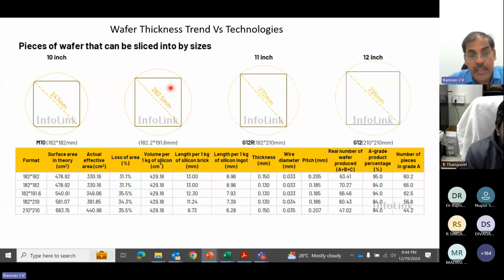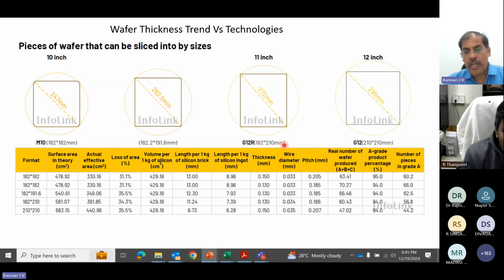Of course, if you see here, there's a small change in the diameter. For normal 182, the diameter of the crystal is 247 or 250 mm. And if you want rectangular wafer, you can slightly increase the diameter from 250 to 262 so that you can grow rectangular wafer. And by increasing the diameter further to 272, you can even get 182 by 210.